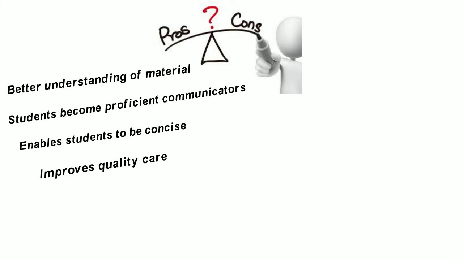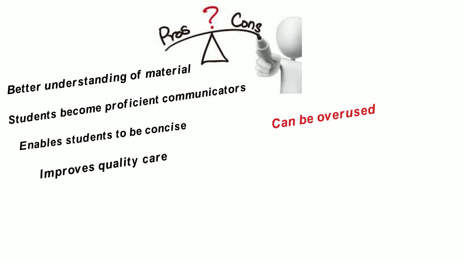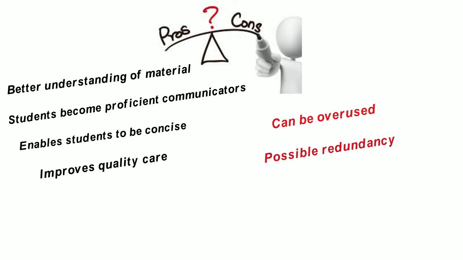Now, some of the cons are that paraphrasing can be overused, much to the annoyance of others. And there is also the possibility of redundancy, repeating information unnecessarily. Nonetheless, as we can see, the strategy seems to have more benefits than cons, and it should be implemented in classrooms to enable students to be better communicators.